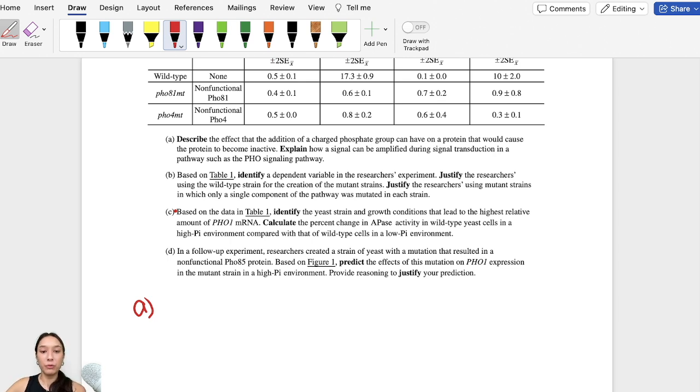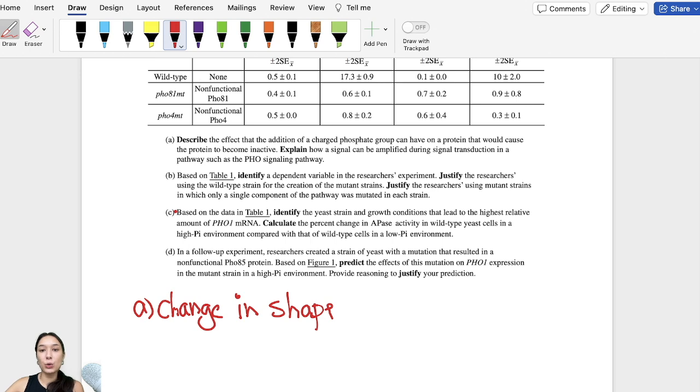Okay, so for this one, I'm going to say that that charged phosphate is going to result in a change of shape. Let me just get my pen. Okay. So we have a change in shape, or you could say structure, and we know that structure affects function, right? So that phosphate group is being attached, it's affecting the shape of the protein and then ultimately affecting the function of it, which is why it's becoming inactive. Okay, so that's a pretty theoretical question.